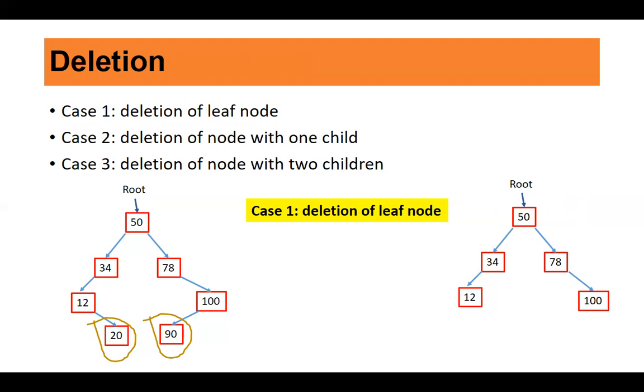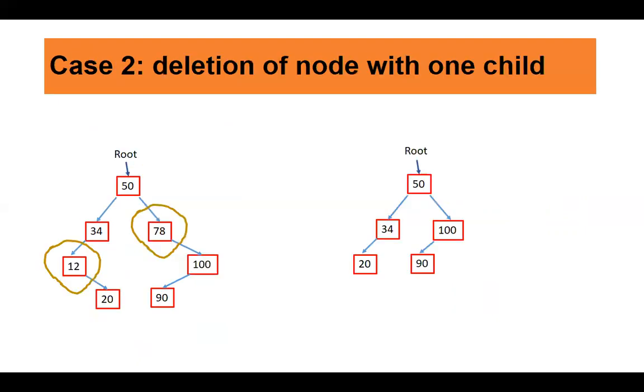Fine. Next, we have case 2, that is deletion of a node with one child. If you look at the same tree, of course 34 also has one child, 12 also has one child, 78 also has one child, 100 also has one child.